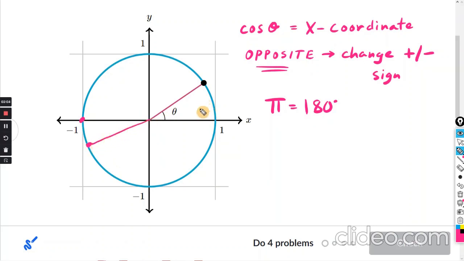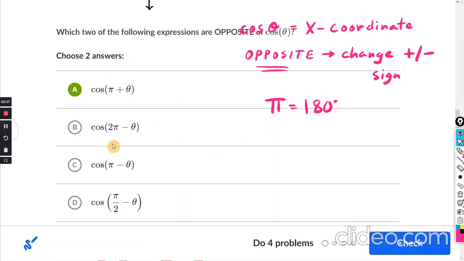This would be the positive x, and over here, I didn't draw it that well, but this here would be the negative of that x. So the first one is definitely opposite. That one is true. Now for the second option, we have the cosine of 2 pi minus theta. Let's try that.